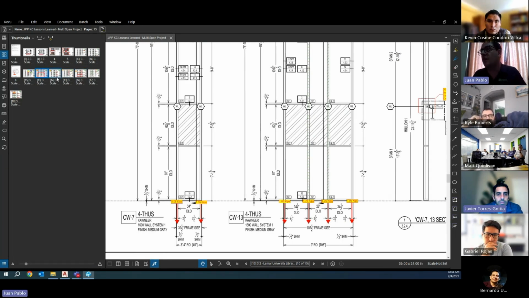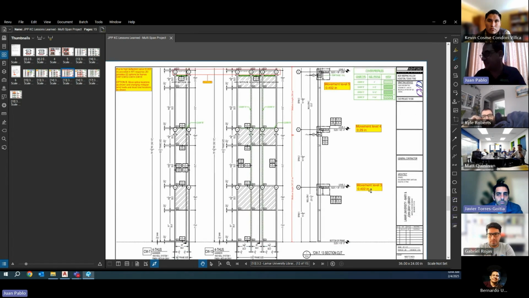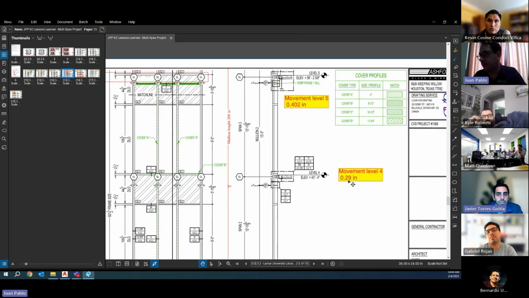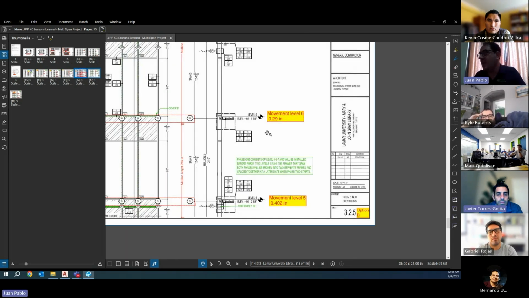If you saw what Kevin showed, the deflections were spaced. For example, here was 0.2, and here was 0.29, and here was 0.4. That is the same level, level 5 here, and level 6 was 0.29. So speaking with Javier, we agreed that we can give the client another option: move the splices so the wind load midspan anchors can accommodate where we have the maximum movement from the slabs.